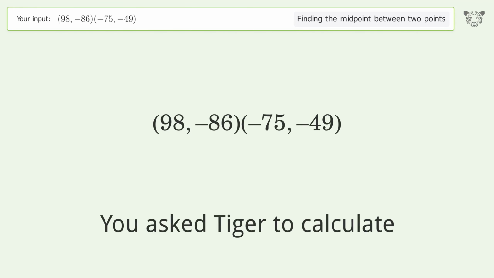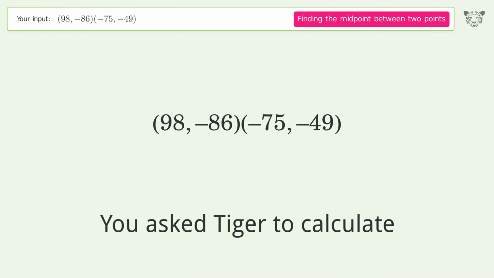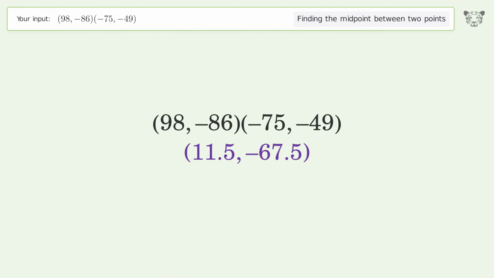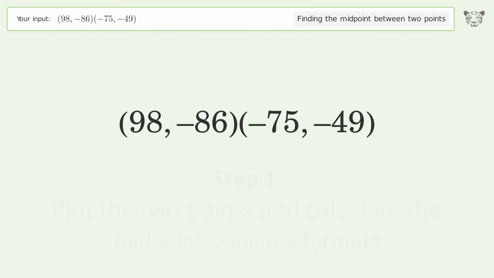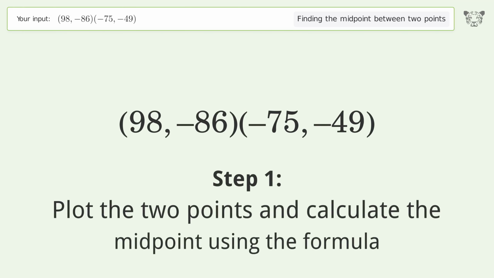You ask Tiger to calculate. This deals with finding the midpoint between 2 points. The midpoint between the 2 points is 11.5, negative 67.5. Let's solve it step by step. Plot the 2 points and calculate the midpoint using the formula.